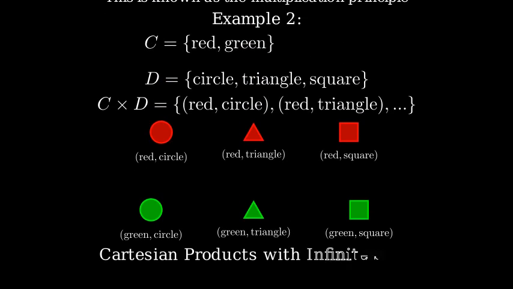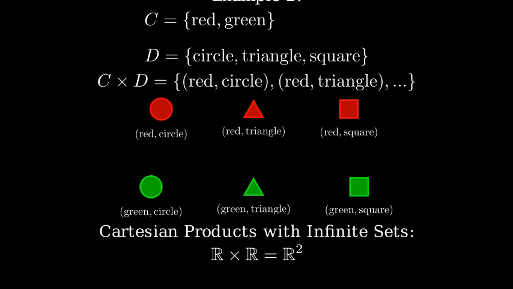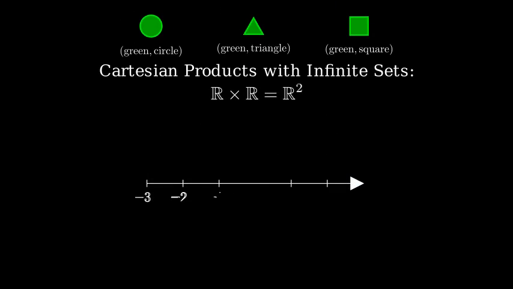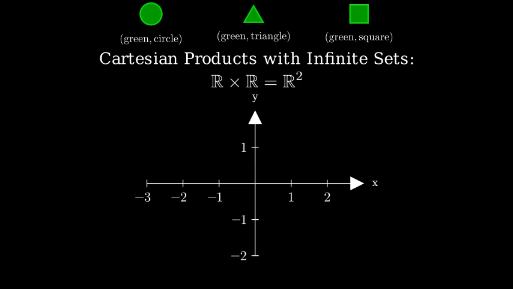Cartesian products can also involve infinite sets. For example, the Cartesian product of the set of real numbers with itself, R cross R, is often written as R squared. This gives us the familiar Cartesian coordinate plane, where each point represents an ordered pair of real numbers. For instance, the point (3, 2) corresponds to the ordered pair where the first coordinate is 3 and the second coordinate is 2.